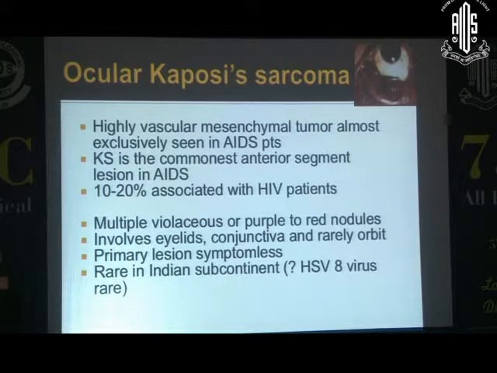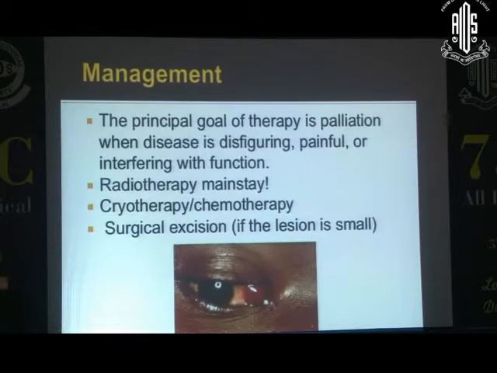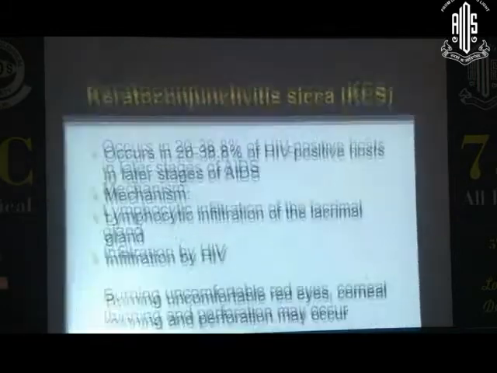It is very rare in the Indian subcontinent, and it is postulated that it is because it's caused by herpes simplex virus 8, which is rare in the Indian subcontinent. This sarcoma is also rare in these patients. So the primary goal of therapy is palliation when the disease is disfiguring, painful, or interfering with function. Radiotherapy is the mainstay. We might try cryotherapy, chemotherapy, or surgical excision if the lesion is small.